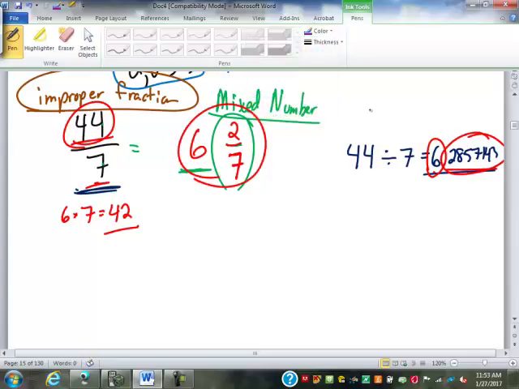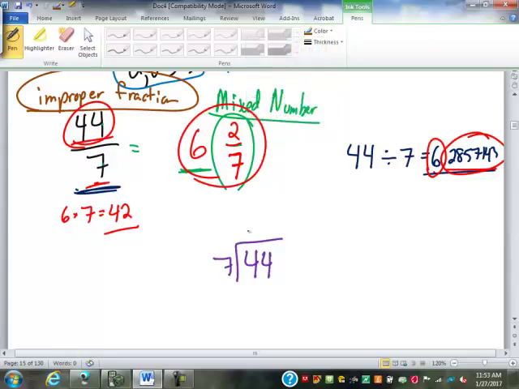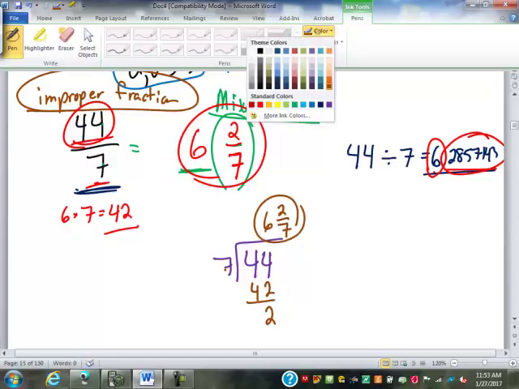Basically what that is, is a division and remainder. 44 divided by 7. 7 goes into 44 6 times. 6 times 7 is 42. There's 2 left over. So the 2 stays in the fraction, 2/7.